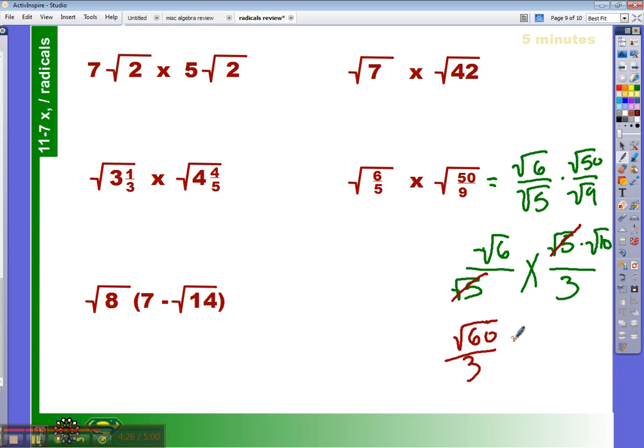Does 60 have any perfect square factors? 4 goes into 60, doesn't it? It does. How many times does 4 go into 60? 15. So the square root of 4 is 2. So we have 2 times the square root of 15 over 3. That was easy.